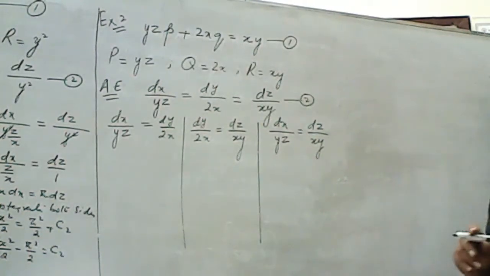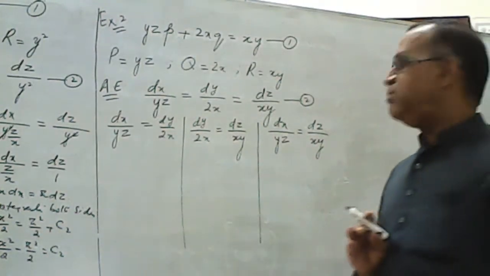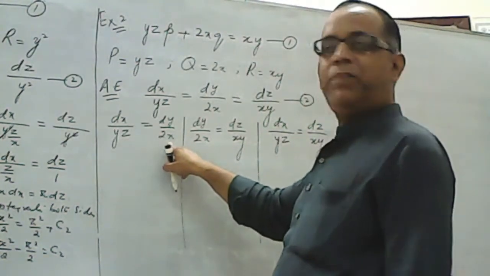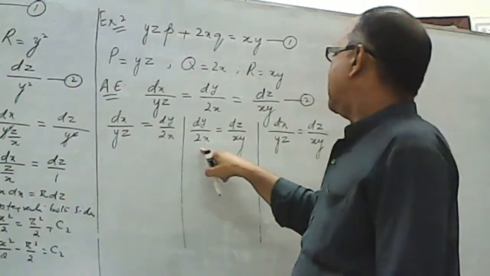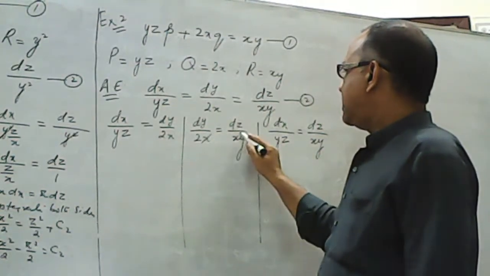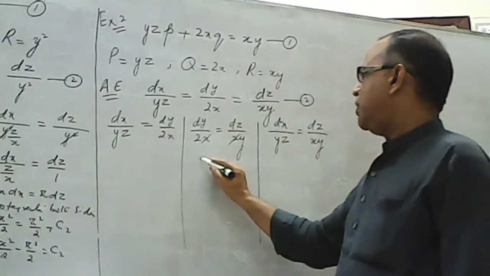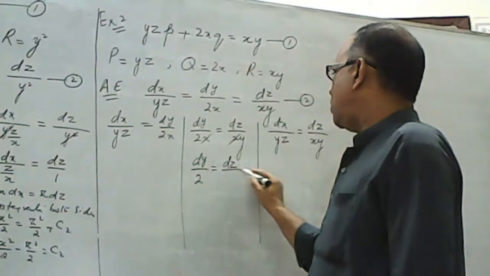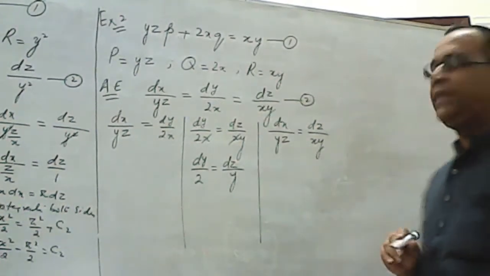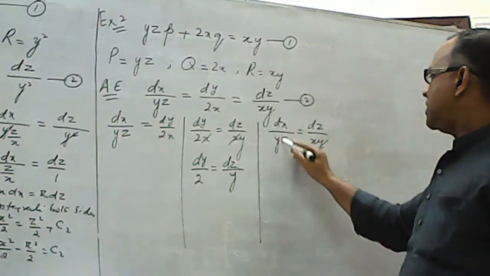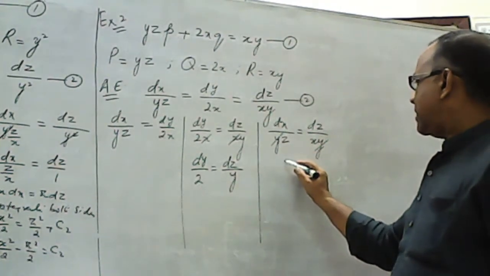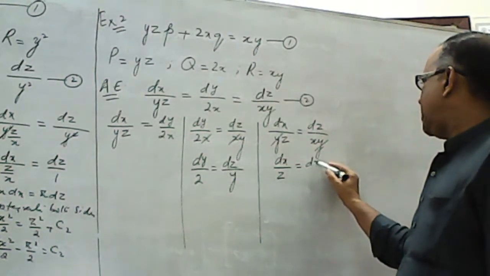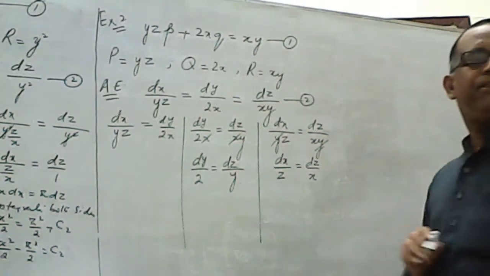Now it's time to simplify if there is any simplification there. So in pair number 1 it is not possible to simplify more because no term is cancelling out. But in this pair I can cancel x with x. So new form is dy over 2 is equal to dz over y. Here, yes, simplification is possible. I can cancel y with y. So now dx over z is equal to dz over x.